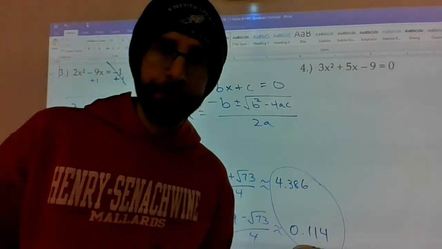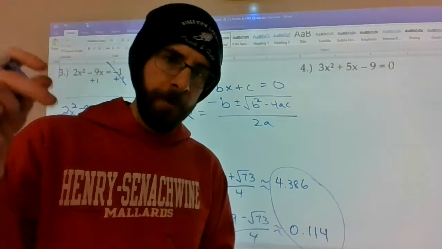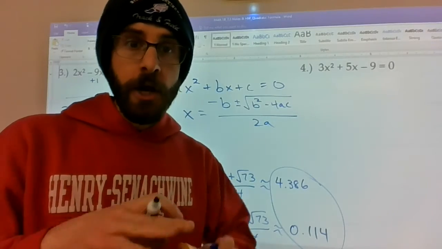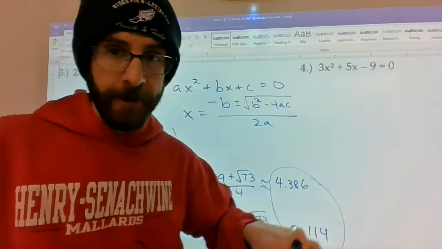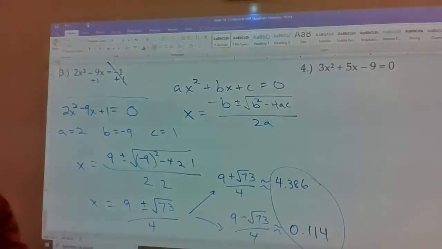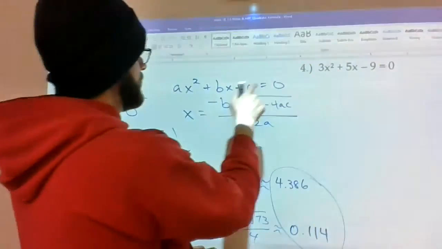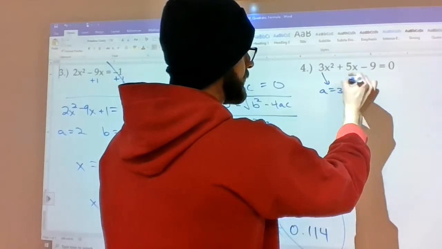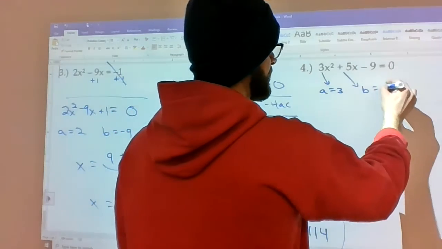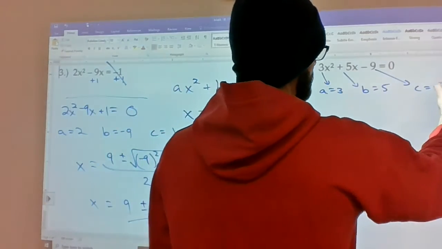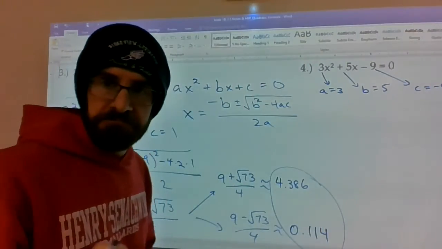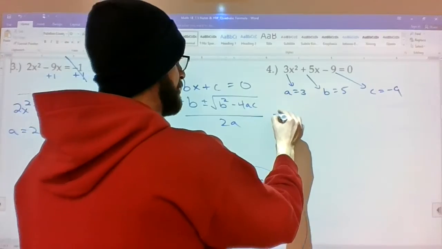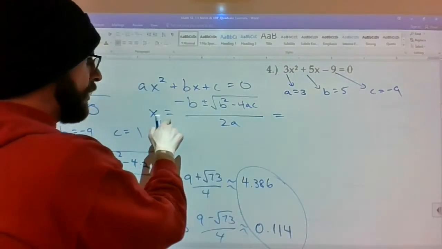Try it one more time. Last example, number 4. Pause that video. Give it a try. Let's see if we can do it the correct way, no errors through the whole thing. Okay, here we go. We already got it by itself, so it's just a matter of A is 3, B is positive 5, C is negative 9. There we go. Now we plug into this quadratic formula.